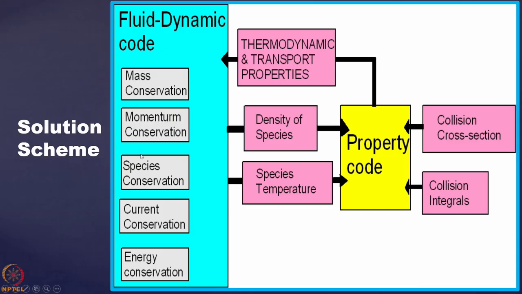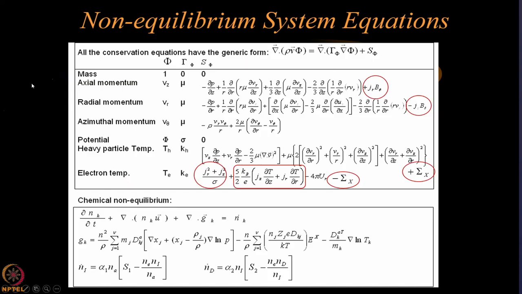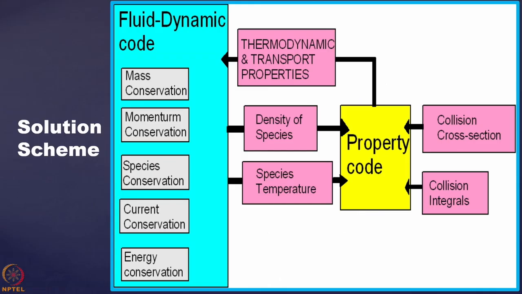You feed them to the fluid dynamic code, because as I told you earlier, the coefficients like viscosity, electrical conductivity, thermal conductivity, and diffusion coefficients are all transport properties, and these properties are supplied by this property code. So whenever you solve a plasma problem, although you are essentially solving the Navier-Stokes equations with modified coefficients and source terms, they are different from ordinary fluid like water.